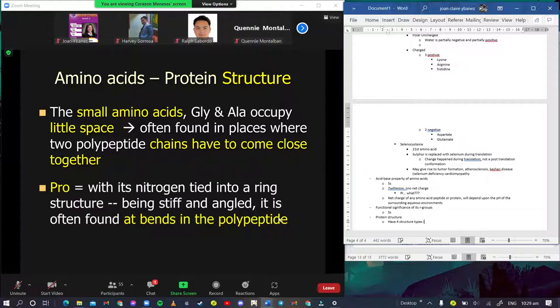Now, glycine and alanine, being the small and the smallest amino acids, can occupy little space, and this is usually found when 2 polypeptides come together, and they can bend, and the direction of the polypeptide will be either to the same side or to the opposite side. So it has something to do with the structure of the protein. Likewise with proline, it is often found at the bend of the polypeptide, these 3 amino acids.